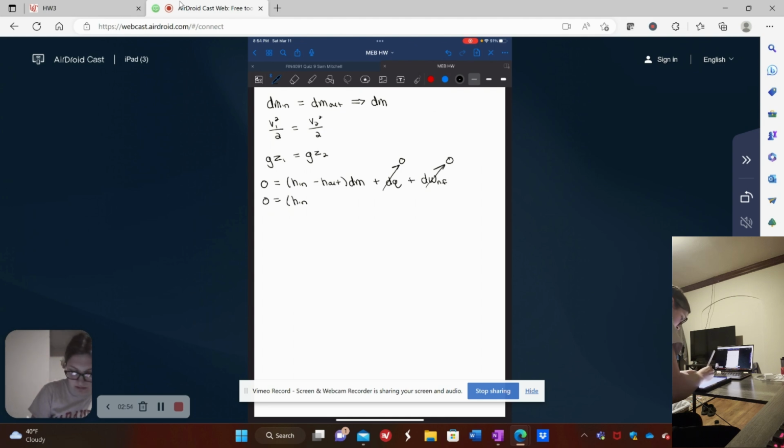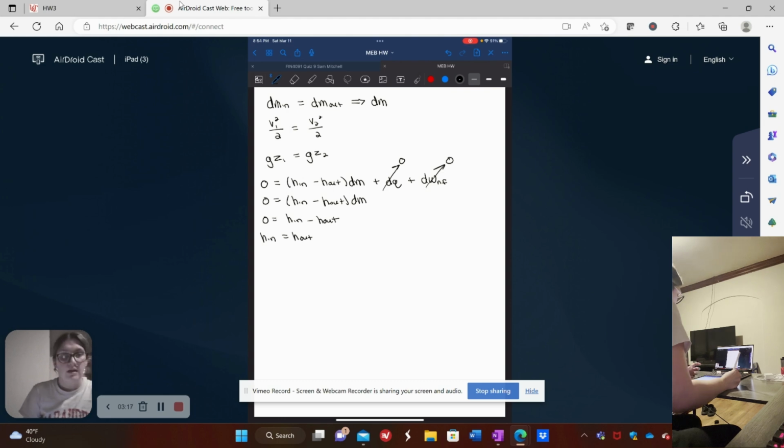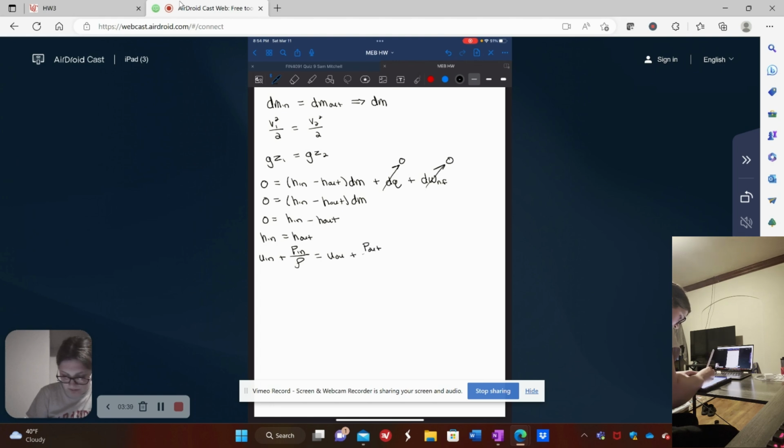So that leaves us with 0 is equal to the enthalpy in minus the enthalpy out times dm. And if we divide both sides by dm, we have enthalpy in minus enthalpy out. And then if we take one term to the other side, we end up with enthalpy in is equal to enthalpy out. Now from here, what we want to do is break down these enthalpy terms, and we know that the equation for enthalpy is U in plus P in over density is equal to U out plus P out over density.